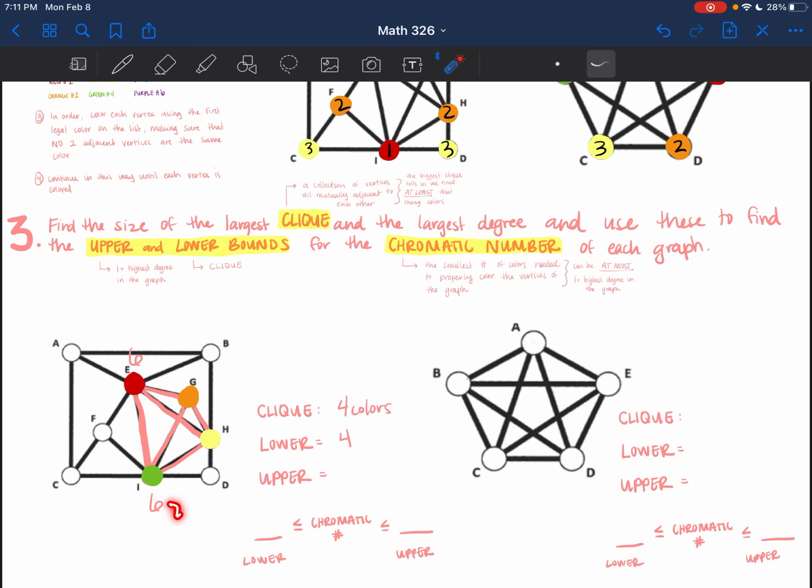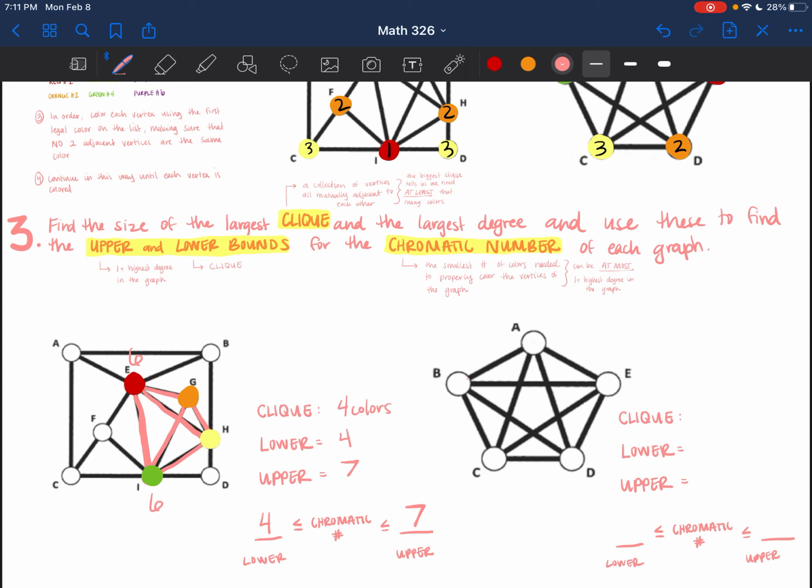But that is not our upper bound. Remember, our upper bound is the highest degree plus 1. So our upper bound is actually 7, because 6 plus 1 equals 7. To make this mean something, if we write it as an inequality with our lower bound 4 and our upper bound 7, our chromatic number, which is the smallest number of colors needed to properly color the vertices of the graph, is going to be between 4 and 7, or equal to 4 or 7.